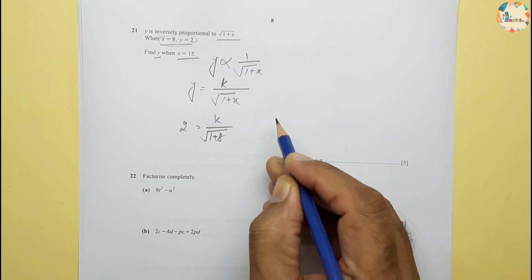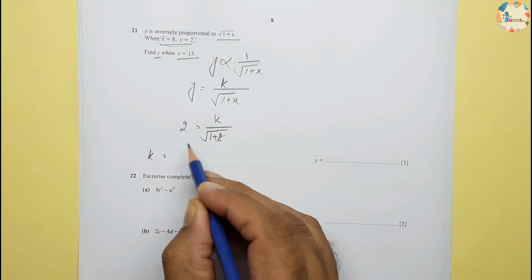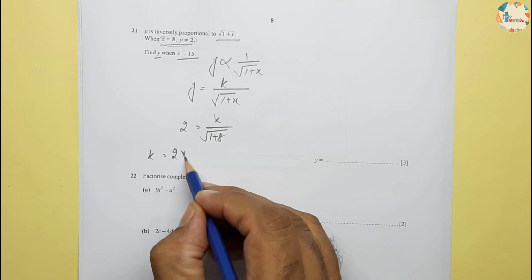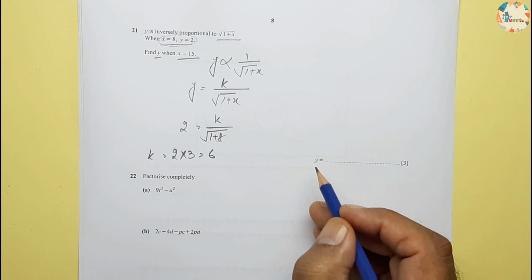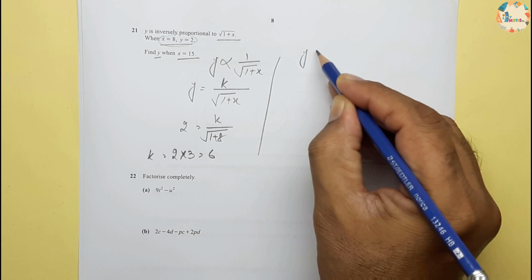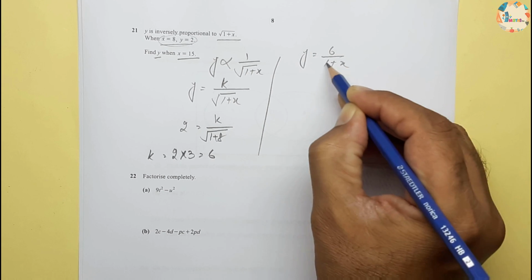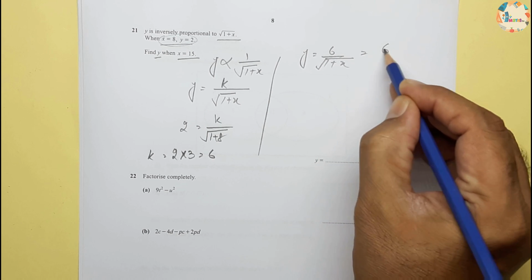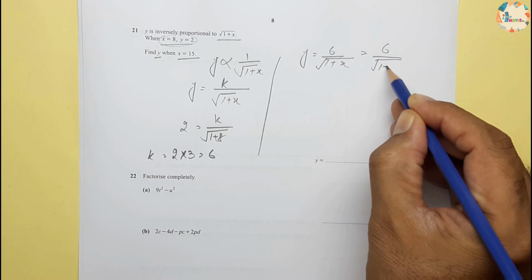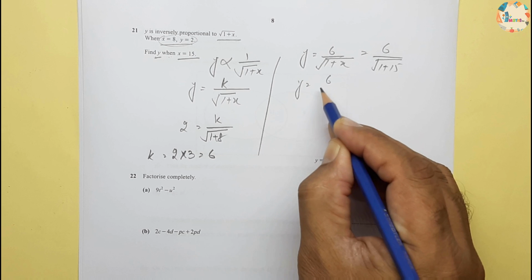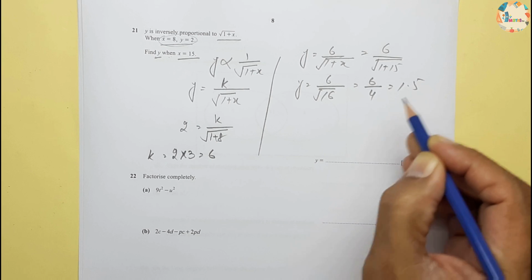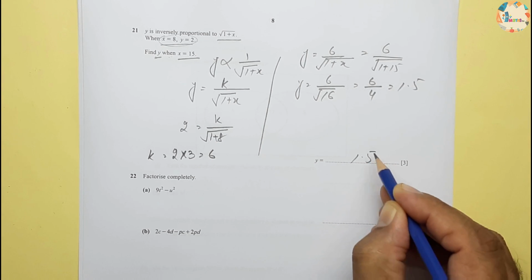x is equal to 8 when y is equal to 2, so 2 is equal to k over the square root of 1 plus 8, so k will be equal to 2 multiplied by the square root of 9, which is 3, so 2 into 3 is equal to 6. So we can replace this k value, and y will be equal to 6 over the square root of 1 plus x. We have to find y when x is equal to 15, so we write 1 plus 15. y will be equal to 6 over the square root of 16, which is 6 over 4, equal to 1.5, and our answer will be 1.5.